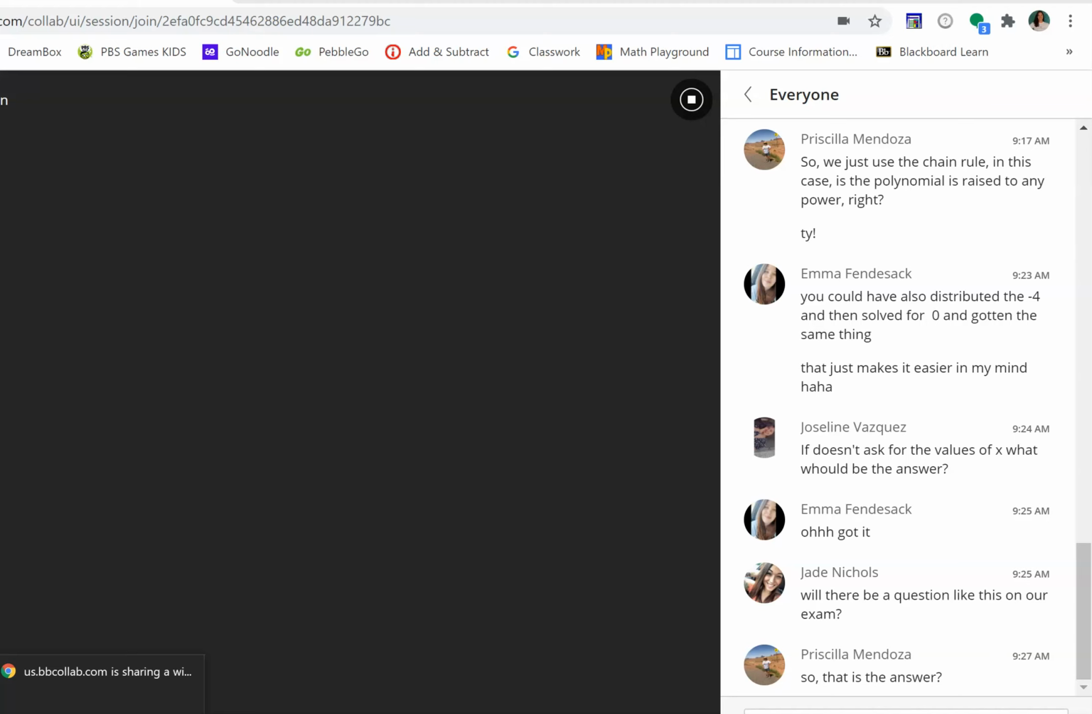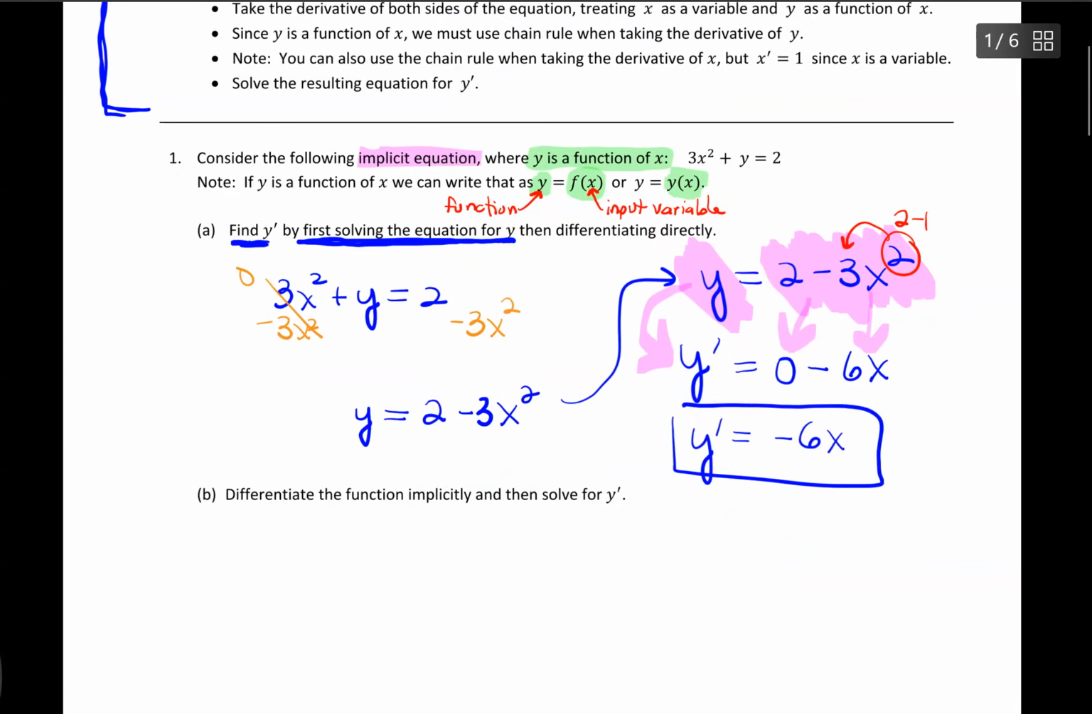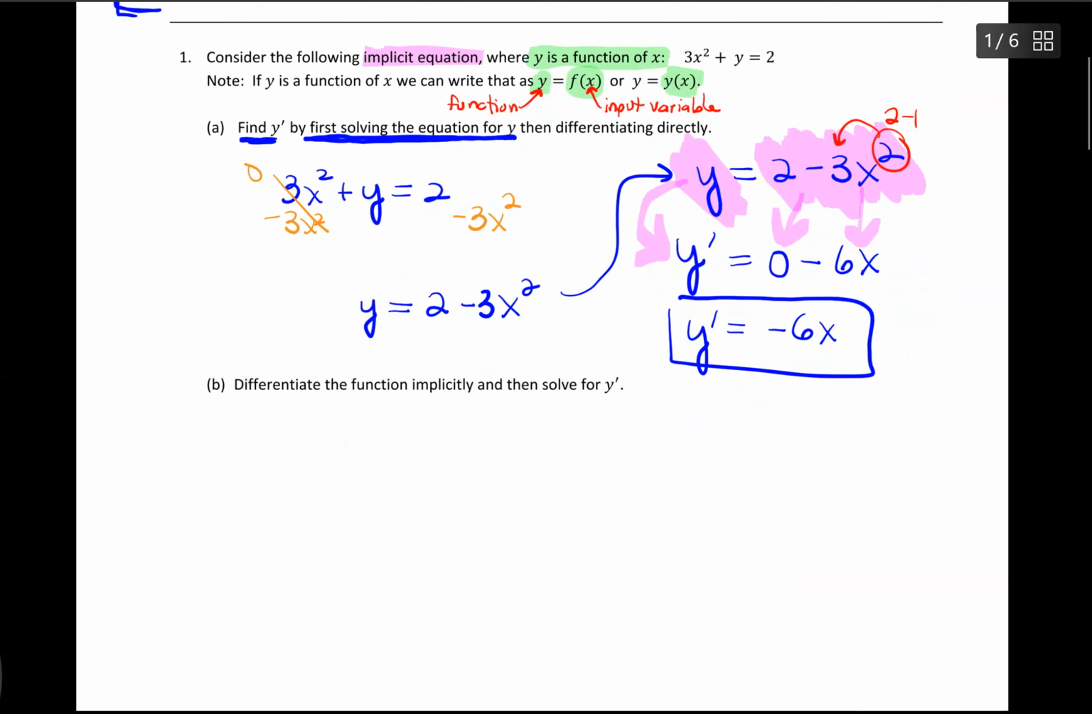Okay. So now we're going to find the exact same answer, but implicitly. We're going to work with the function as it was given to us. So we're going to take 3x squared plus y equals 2, and we're going to take an implicit derivative.